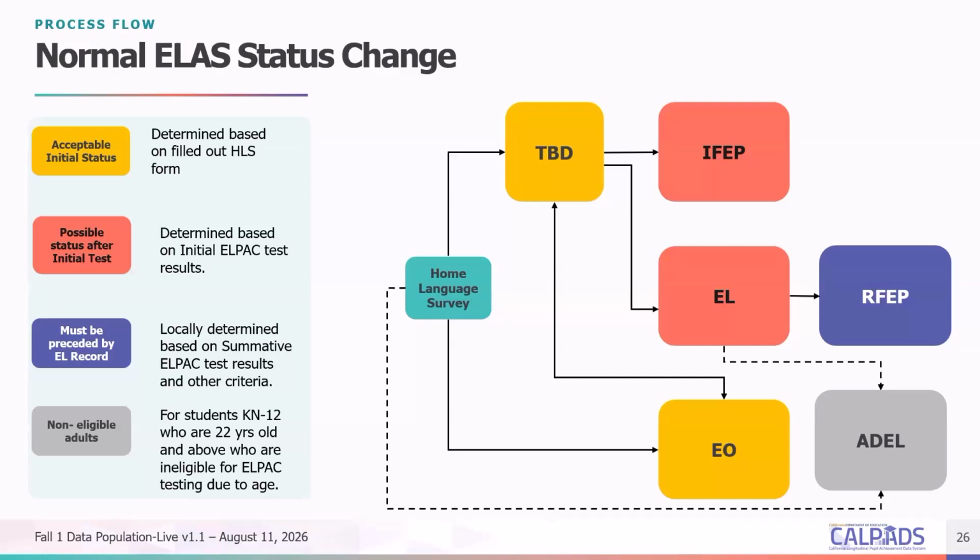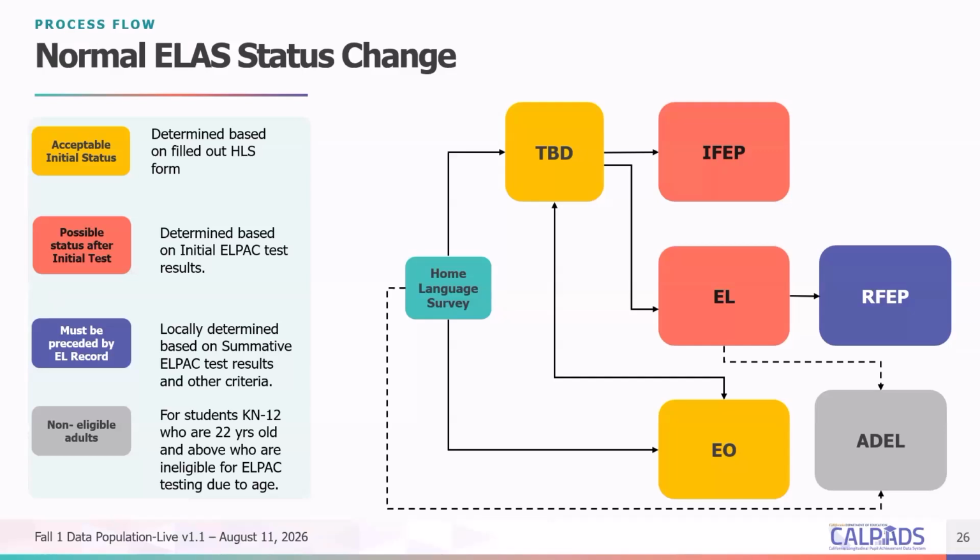If the initial LPAC indicates a lack of clearly defined English language skills, the students will be placed in EL status. If a TK to 12 student with an ELAS of EL becomes 22 years old, they will be placed in ADEL status. If a student with an ELAS of EL is tested with the summative LPAC and the results indicate English proficiency, the student will be placed in RFEP status.